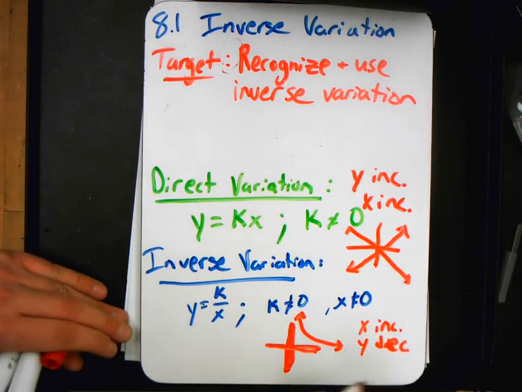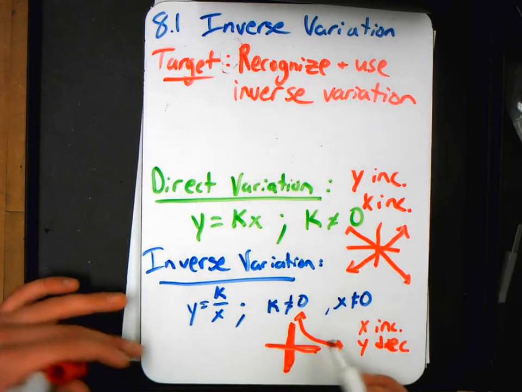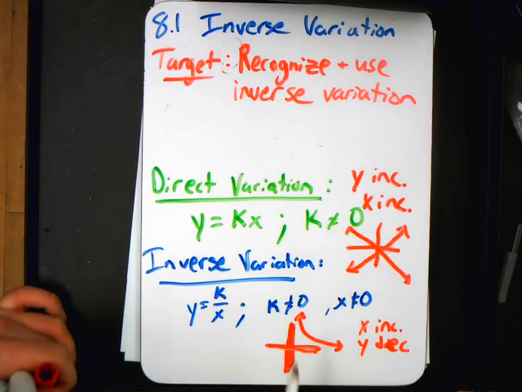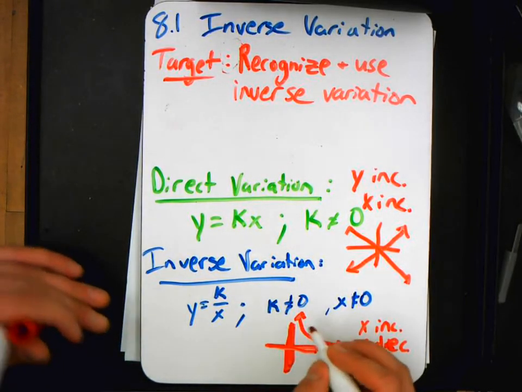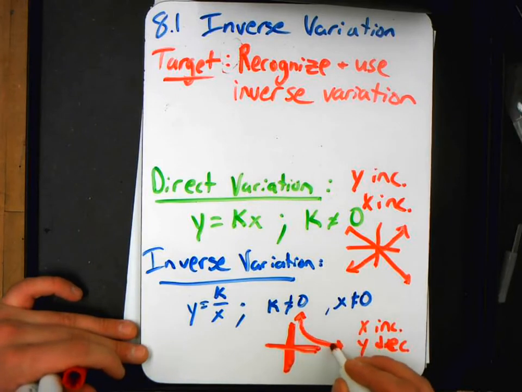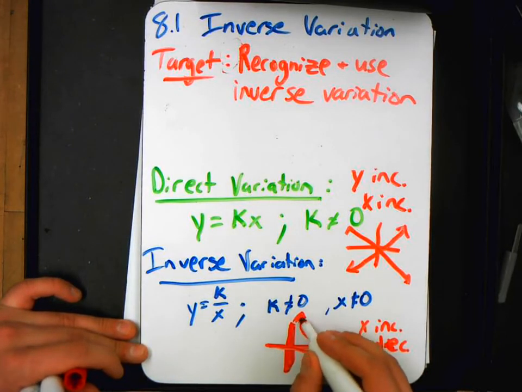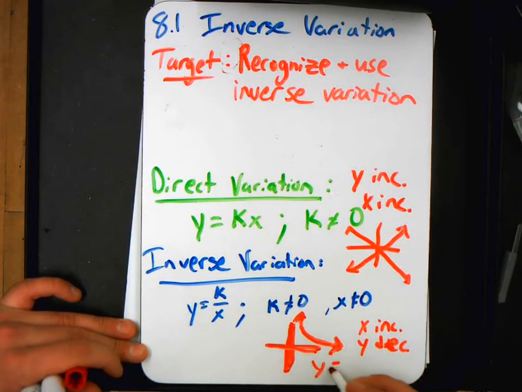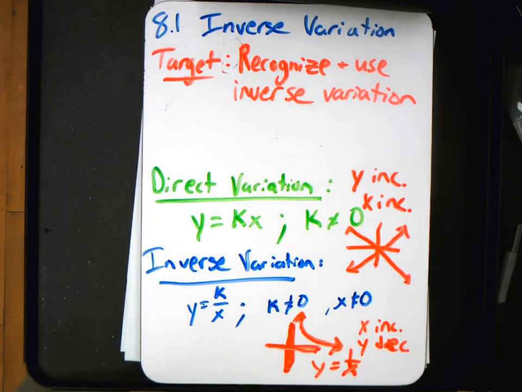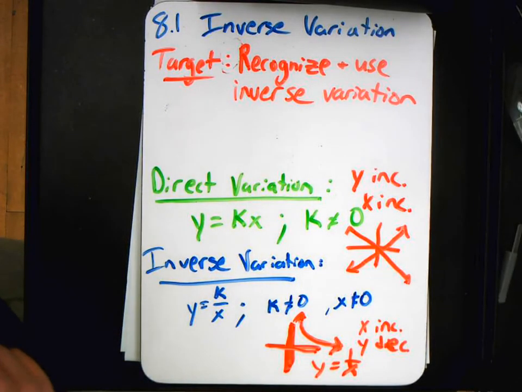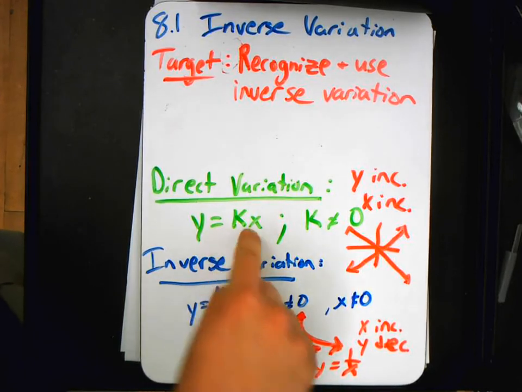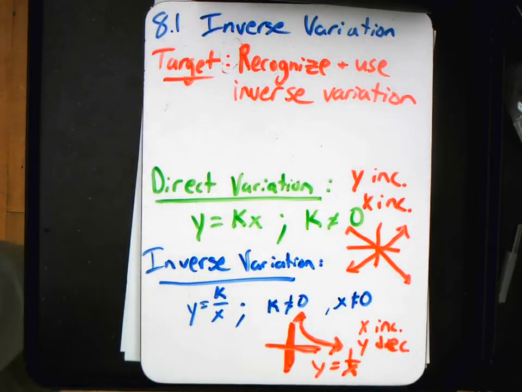As you're going farther to the right, you're moving down. And as you're going farther to the left, as x is decreasing, y is increasing. So this is the perfect example of an inverse variation function. This is y equals 1 over x. This is a parent function, and we'll get a bit more into that later. But the biggest thing is that direct variation is k times x, multiply, and inverse is k divided by x.